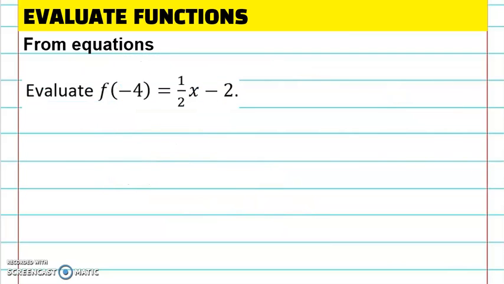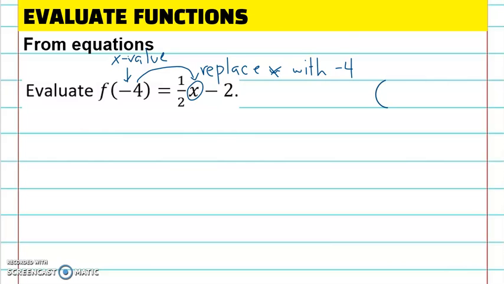Okay, let's do it again. Evaluate f(-4) equals 1/2 x minus 2. Inside, it gave me my x value, so I'm going to swap out all my x's. I'm going to replace x with -4. So our ordered pair, we know x is -4. We have to figure out what the y value is.